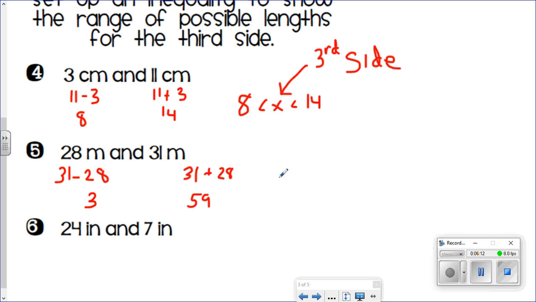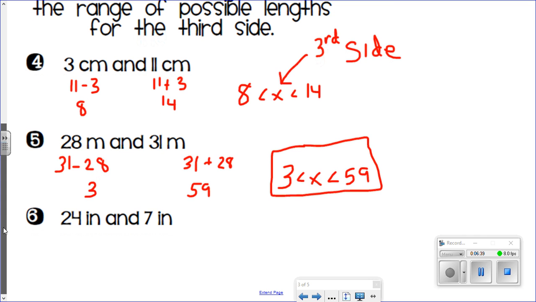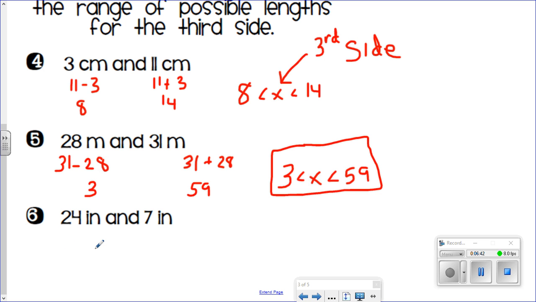So if we write our range, our x value is going to be in between 3 and 59. So 3 is less than x, which is less than 59. This is the inequality used for the range of the third side. This should tell you that any number between 3 and 59 will work. Alright, so pause your video and go ahead and find the range for the third side for number 6.